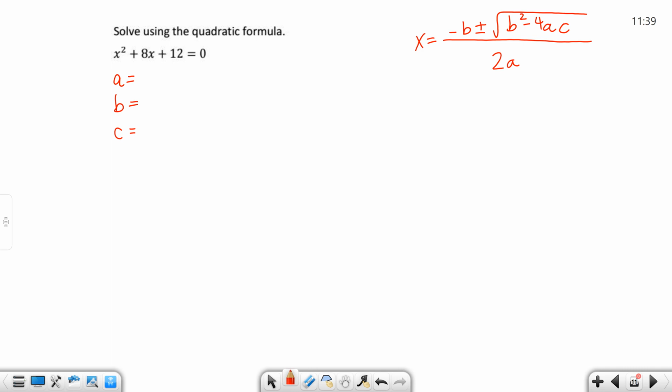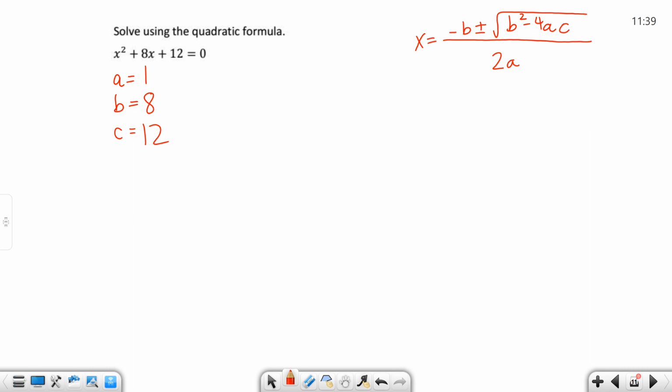So now identify A, B, and C. A is the thing times x squared. So what is the thing times x squared? Well, if you don't see anything, it's a 1. What's the thing times x here? Notice I circled the plus sign because that's part of it, 8. Now, 8's understood to be positive. I'm going to put plus 8. But it's 8. And then what's the C? That's this one. That's going to be 12 in this case. Again, understood to be positive.